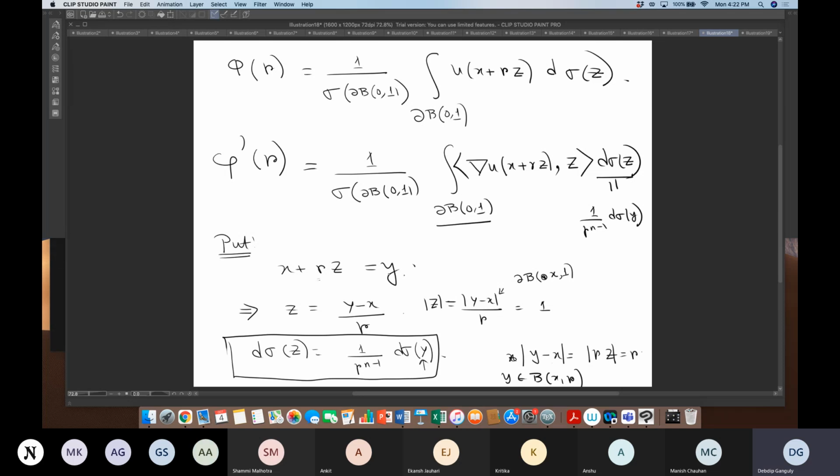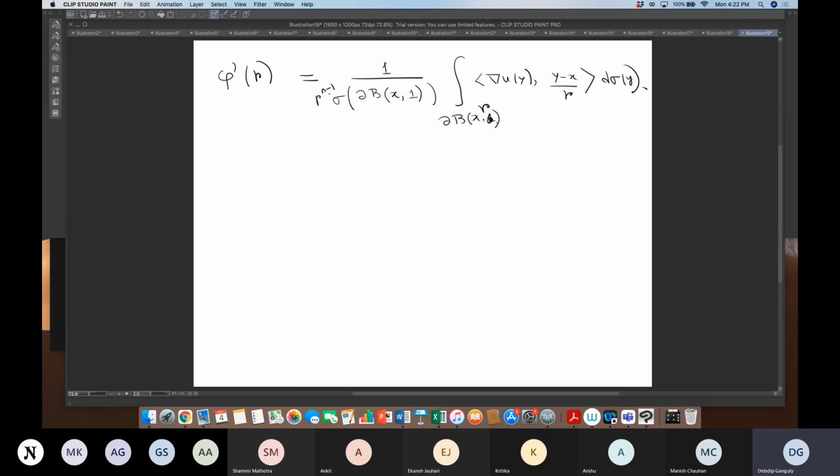With this equation, y I have put here. So this will be mod y minus x equal to rz. Now you take the modulus. That means mod z equal to 1. So this is r. So y lies in del b x r. Is that clear? Yes or no? Clear? And 1 by r to the power n minus 1 is hanging around, so you can take it out. So this will be r to the power n minus 1, del b x 1. That is sigma, del b x r scaling.